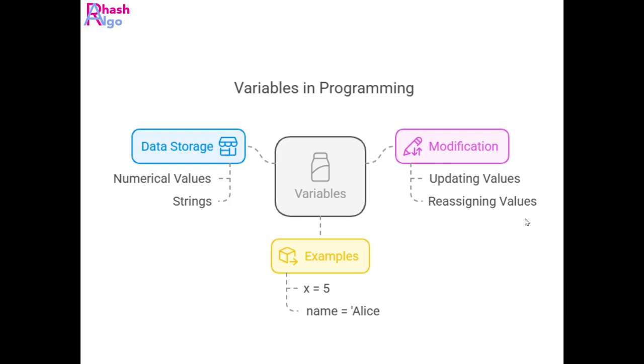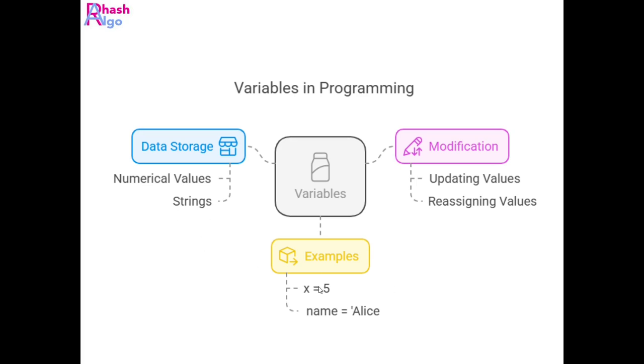In this video, we are going to talk about variables in Python programming. Variables are containers for storing data values. They allow programs to store information that can be used and modified later. There are different data types available in Python which can be assigned to variables. For example, numerical values, strings, and so on.